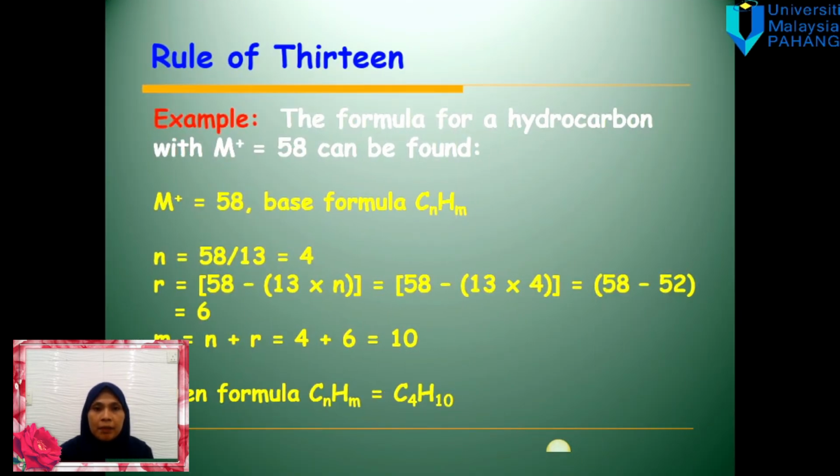Next example, if M+ is 58, again the same process. First we divide by 13, so we get the n value of 4. Then we find the R value, which is M+ minus n times 13, so the balance is 6. This is the R value. The m value is n plus R, 4 plus 6 is equal to 10. So the molecular formula for this molecule is C4H10.